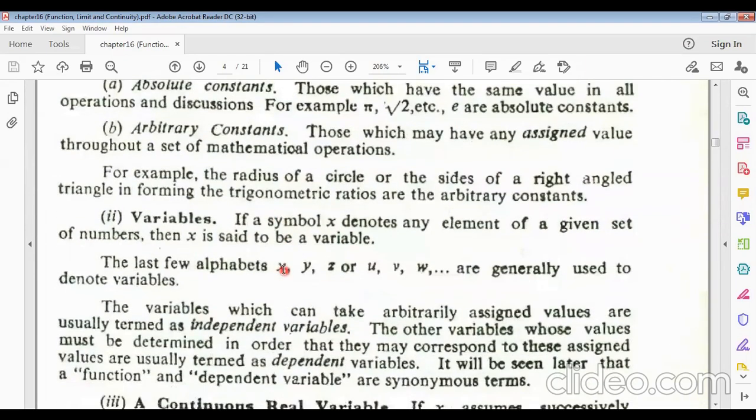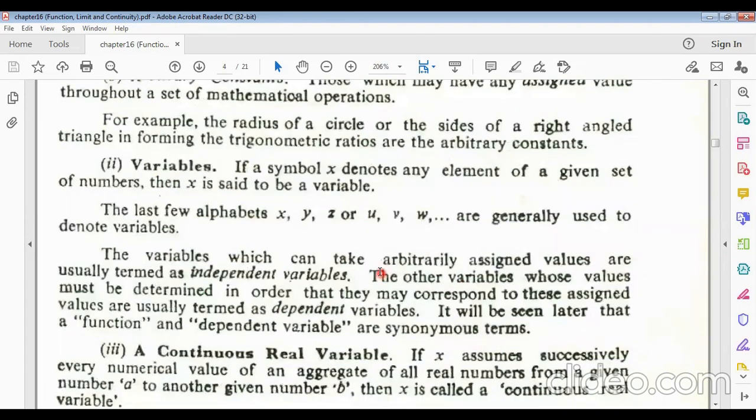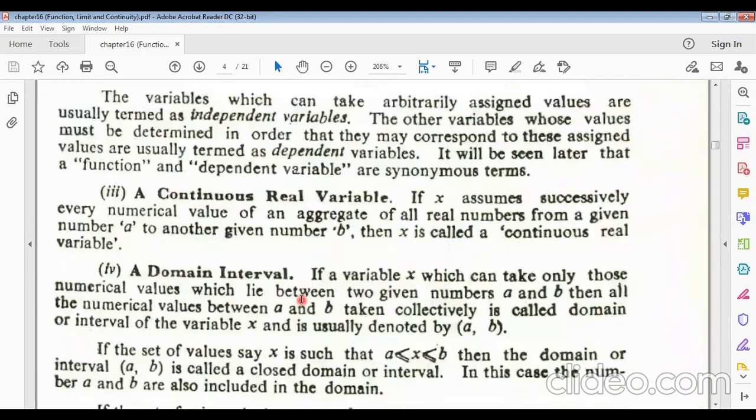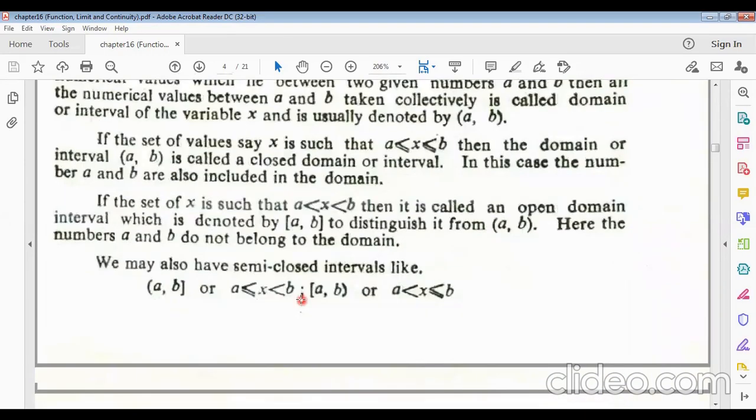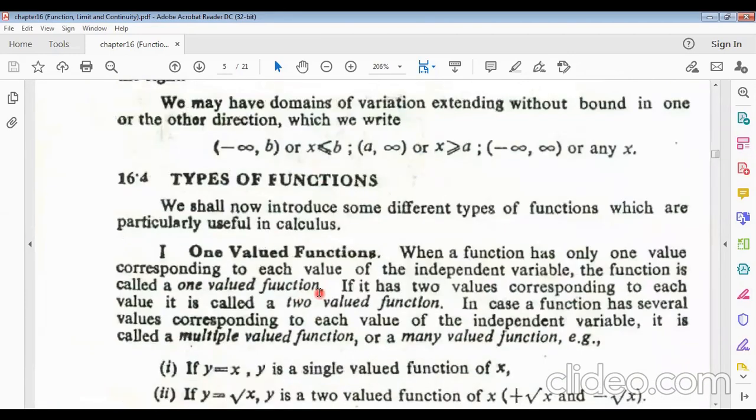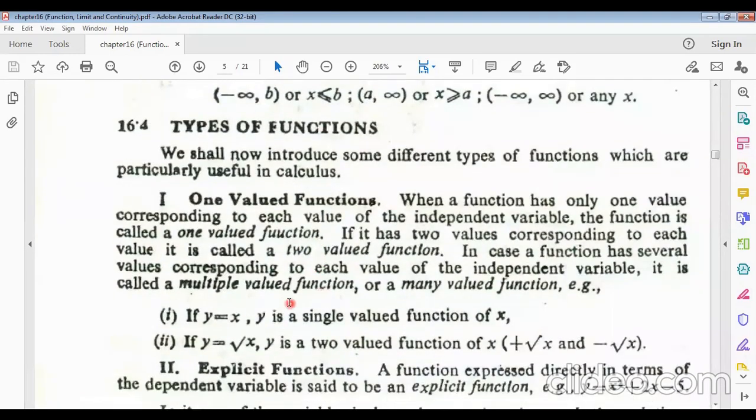So the symbols of variables are a few alphabets like x, y, z or u, v, w, etc. There are two types of variable, dependent variable and independent variable. Now we'll discuss what the types of function are.